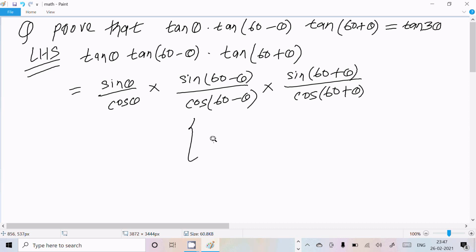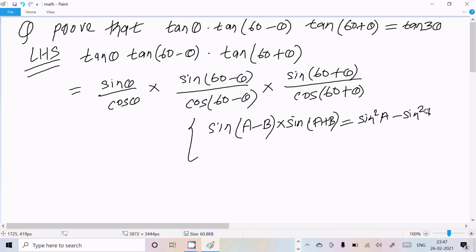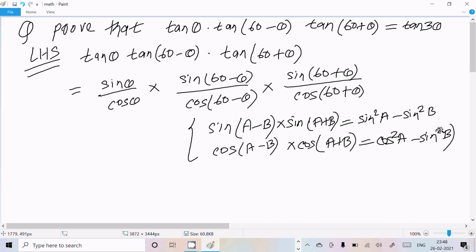Now we already know the formula: sin A minus B into sin A plus B equal to sin square A minus sin square B. Next is cos A minus B into cos A plus B equal to cos square A minus sin square B. So this is the formula we must know, and we can use it here.